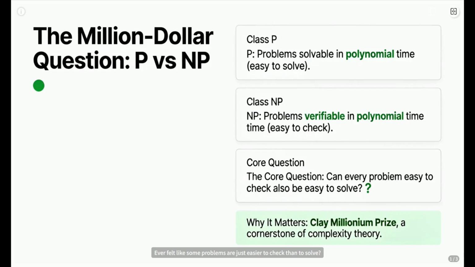Ever felt like some problems are just easier to check than to solve? That's the heart of P versus NP. It's not just an academic puzzle, it's a million-dollar question, literally.